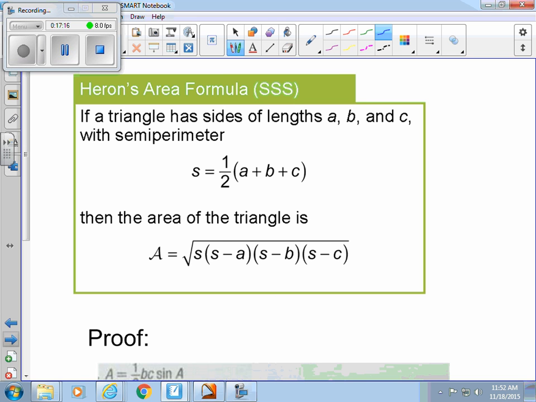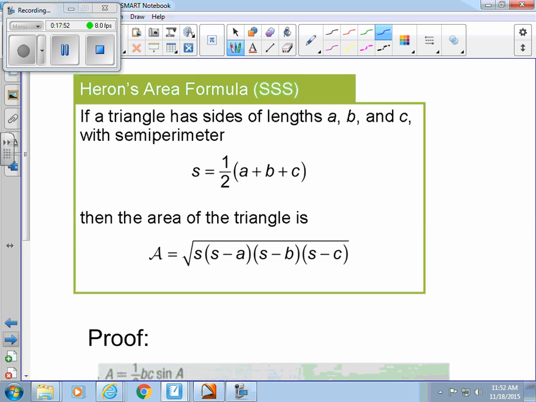If a triangle has side lengths A, B, and C with semi-perimeter, okay, let's break down what in the world that means. What does the word semi mean? Halfway. Half, and what's perimeter? All the way around. So the semi-perimeter is just the outside added up divided by 2. So when is this formula useful? When you have side, side, side. I don't need any angles. If I have the 3 sides of the triangle, I can find the area just with the 3 sides. So that's how the formula is set up to help you.